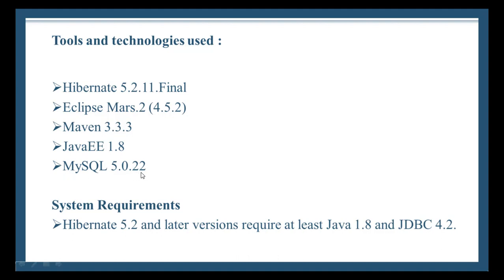Now if you are using even Java Standard Edition, that is okay. These are the two system requirements for Hibernate 5.2 and later versions: you must have at least Java 1.8 and JDBC 4.2. So these are the different tools and technologies that you will need for developing a Hibernate 5 application.